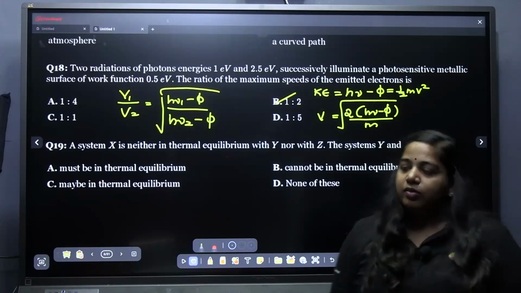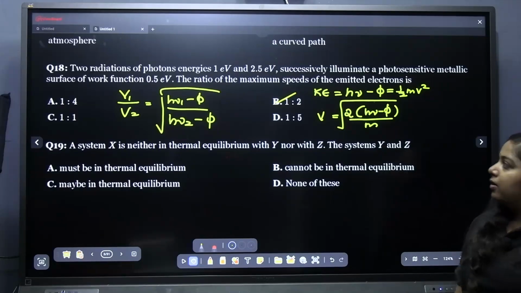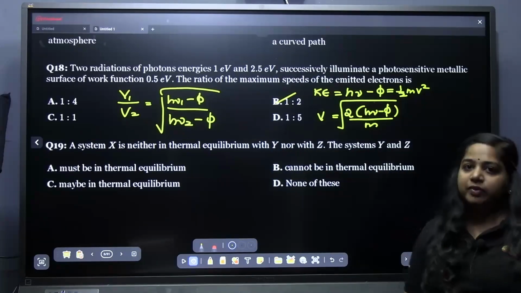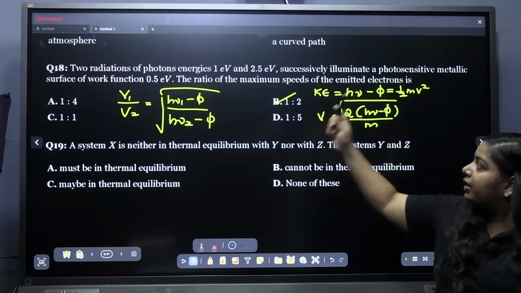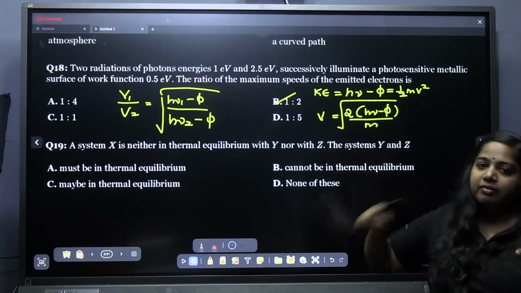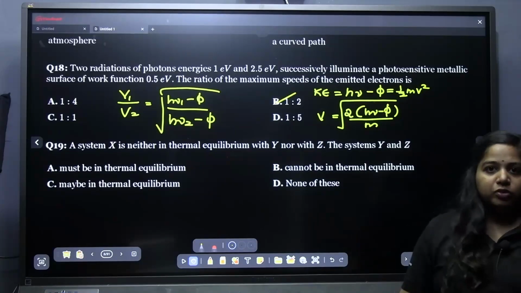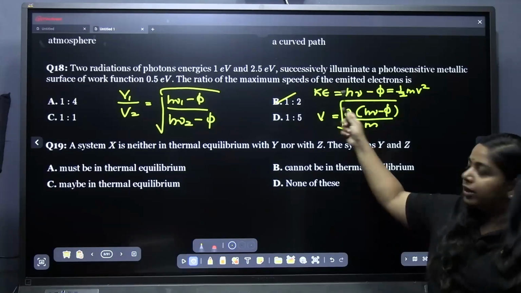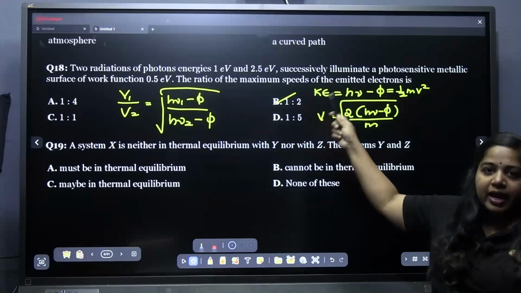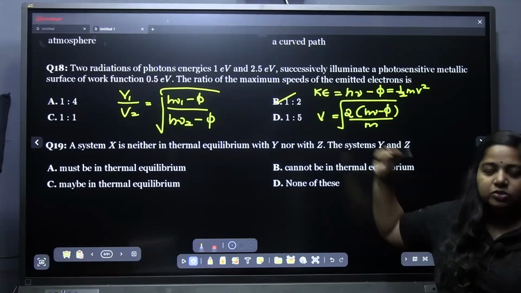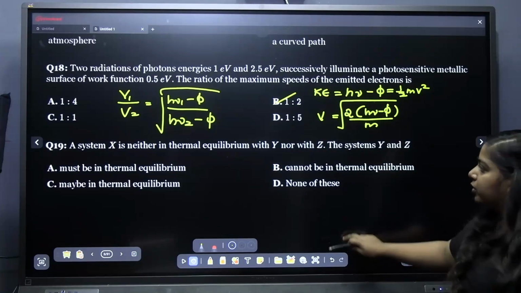Yes, good, correct answer. Okay, so step by step we have to approach our answer. Given are energies of photon and work function. We don't know a direct equation for velocity, so we write the equation we know, and we try to find whether we can get velocity from this. So this is the step by step approach. Okay.